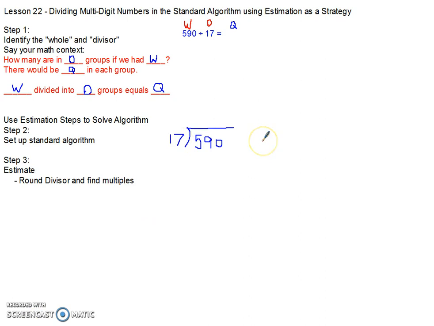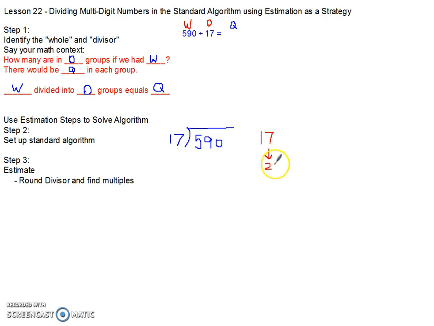Step three is we want to start our estimation. The first step, like always, is to round our divisor. Our divisor is 17, and I can either round up to 20 or down to 10. In this case, I'm going to round to 20.